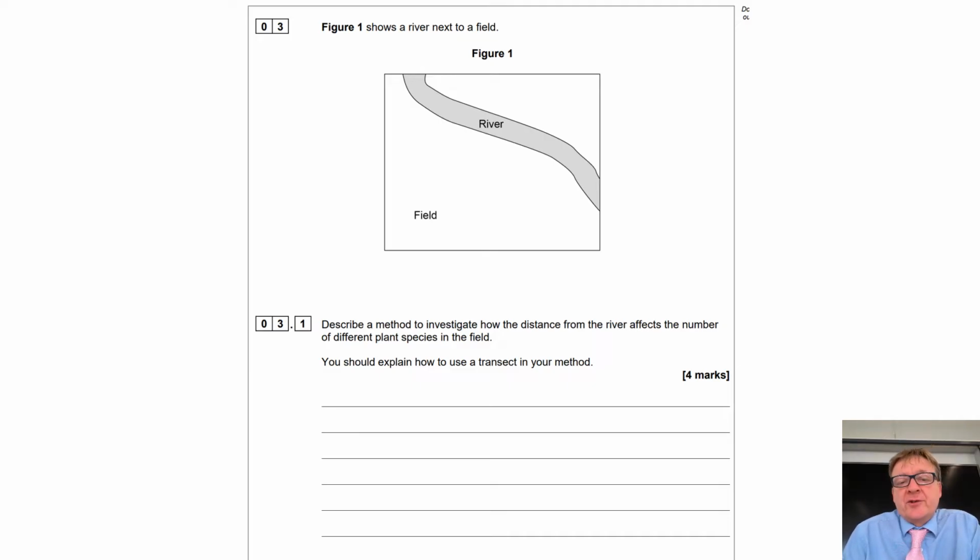Figure 1 shows a river next to a field. That sounds like a geography exam now. So there's a river, there's a field. Pretty complicated diagram. Describe a method to investigate how the distance from the river affects the number of different plant species. You should explain how to use a transect in your method. I'd already kind of worked that one out. Investigate, distance from the river, number of different plant species. We already knew that was going to happen.